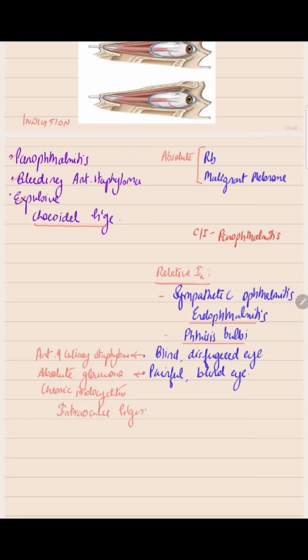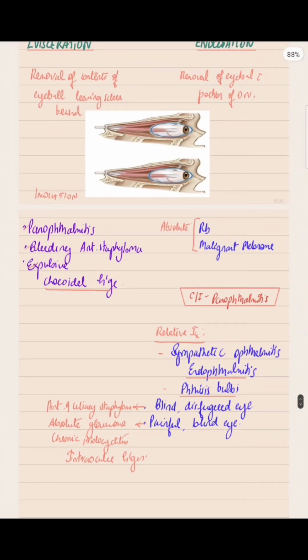These are relative indications. Now the contraindication is panophthalmitis. If you touch the sclera, the infection can spread to the orbit. So panophthalmitis is a contraindication for enucleation.